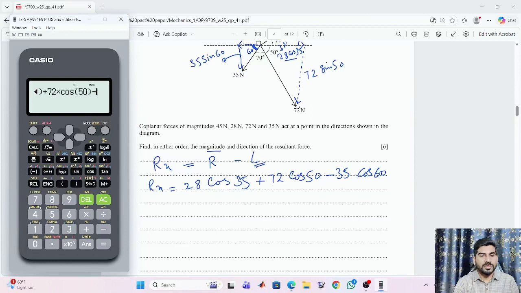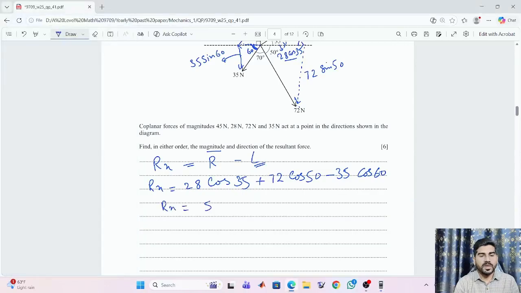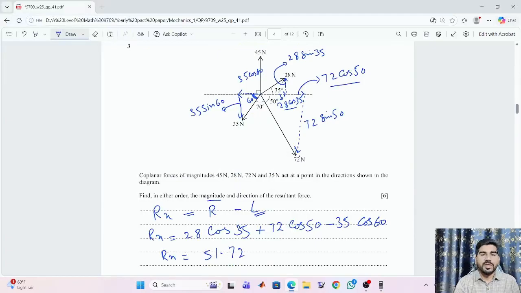Similarly, minus 35 times cos of 60, and it will be 51.716. I can write 51.72, or Rx is equal to 51.72. Similarly, we can find the Ry, the upward forces minus the downward forces.